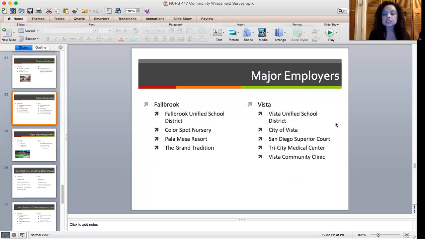Major employers in Fallbrook included the Fallbrook Unified School District, Color Spot Nursery, Pala Mesa Resort, and the Grand Tradition, which is a popular wedding venue. In Vista, major employers included Vista Unified School District, the City of Vista, San Diego Superior Court, Tri-City Medical Center, and Vista Community Clinic.